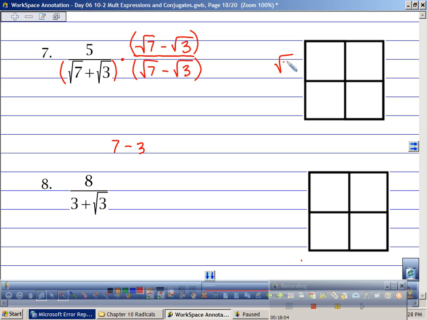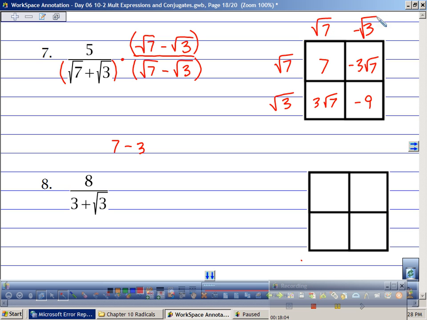Let's do it over here. Root 7 plus root 3, root 7 minus root 3. Root 7 times root 7 is 7. Root 7 times negative root 3 is negative root 21. This is going to be positive root 21. Those cancel each other out. And I'm left with a negative 9. Oops, this was supposed to be root 3.